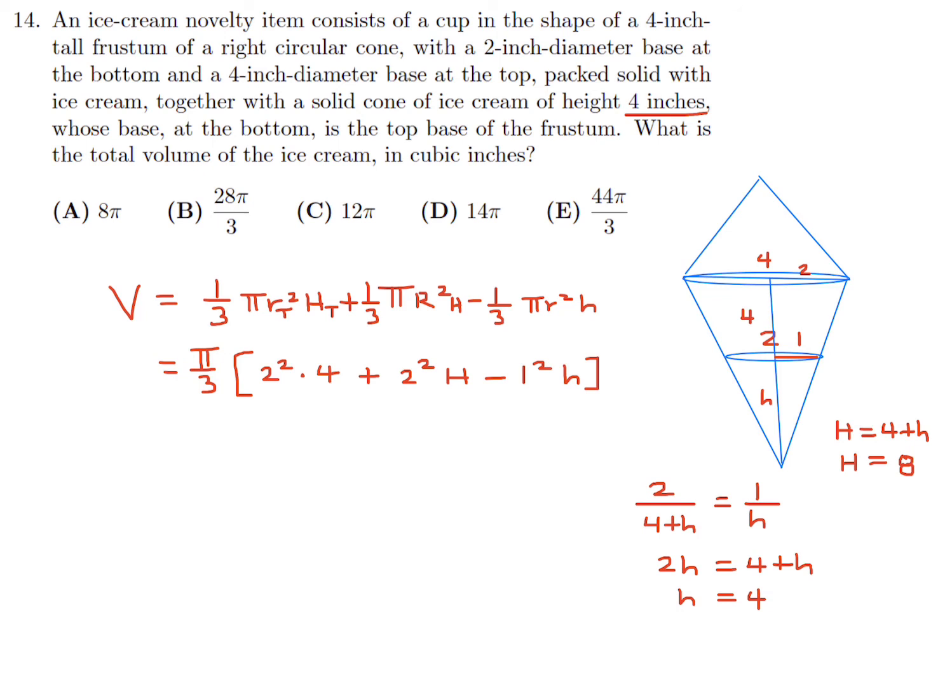All right, we have all the numbers now. So we got pi over 3. This is going to be 4 times 4 is 16, plus 4 times big H. H is 8, so 4 times 8 is 32. And then minus h times 1, which is 4. So this becomes 44 pi over 3. And therefore, number 14, the answer is E.